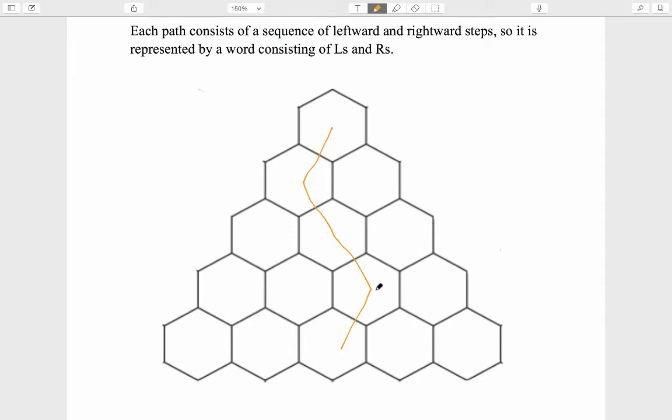This path right here is represented by the word LRRL. It is the path left, right, right, left that took us on exactly this route. But there are many paths, such as left, left, left, right. That's also a path, and it ends up in a different place.